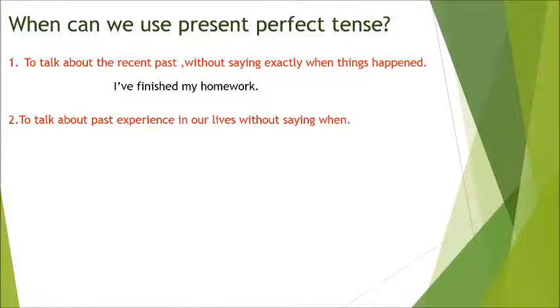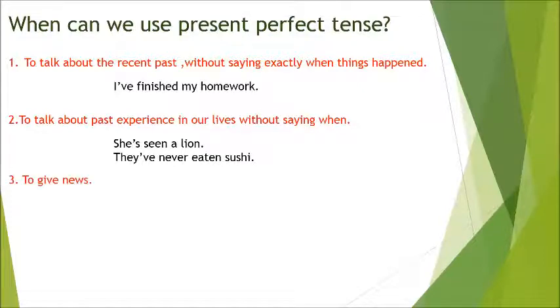We can use present perfect to talk about past experience in our lives without saying when. Read these examples. She's seen a lion. They've never eaten sushi. We can use the word never to say they haven't had this experience in their lives. And finally, use present perfect to give news, like we've passed the test.